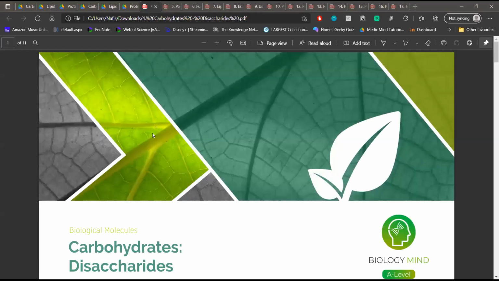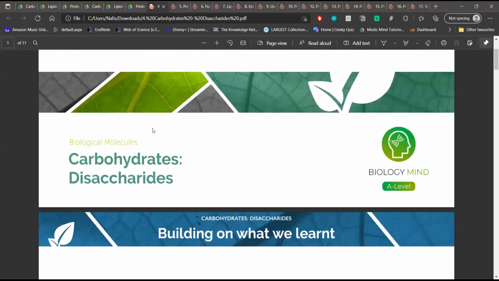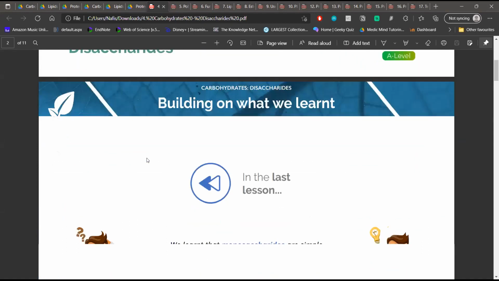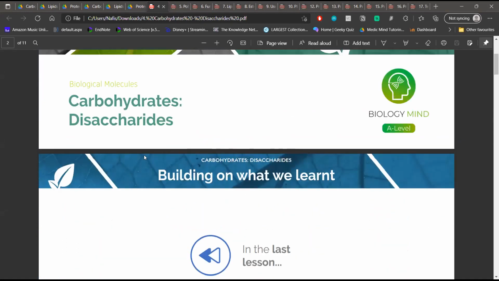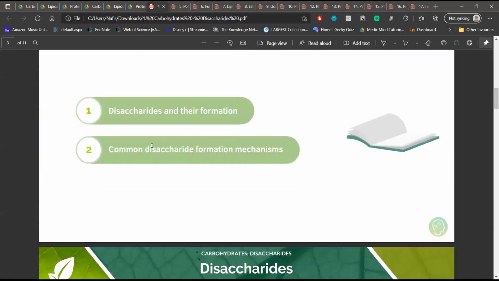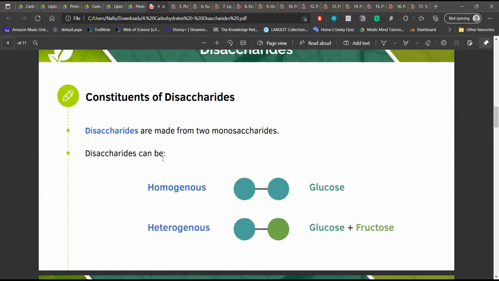Okay, so now we'll talk about disaccharides. Di meaning two, like diatomic molecules, meaning molecules with two atoms. So this is two sugars joined together. Common disaccharide formation mechanisms are basically rote learning. You need to memorize the equation to form a lot of the common disaccharides. Disaccharides are made from two monosaccharides joined together. Again, they can either be homogeneous or heterogeneous.